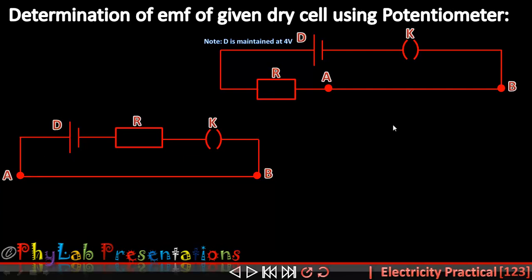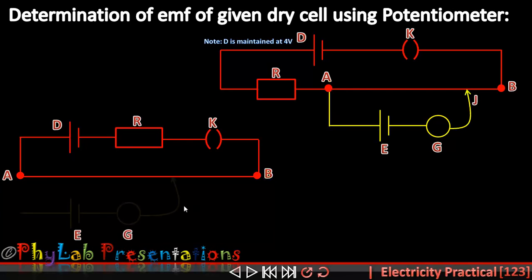Now in this particular circuit, I'm going to connect the dry cell E once again with a galvanometer. So from the negative of the dry cell I take one end to the galvanometer, and from the galvanometer I connect the jockey, and the other positive terminal of the dry cell is connected to the A terminal of the potentiometer wire. Here also the same thing was done, and this positive of the dry cell was connected to the terminal A.